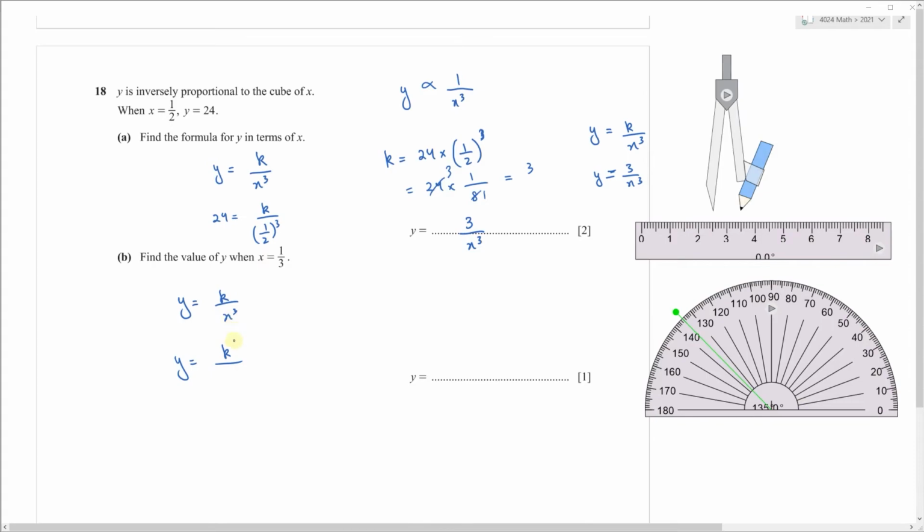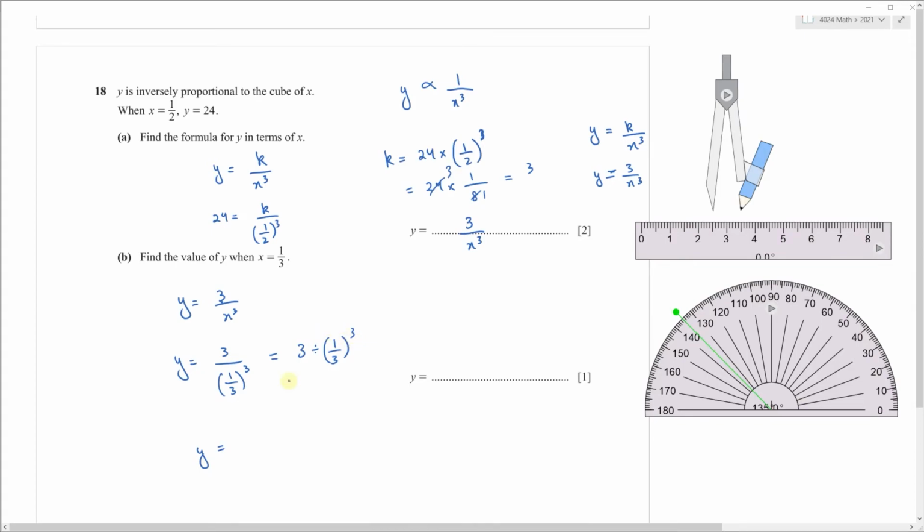So replace x here, 1 by 3. In fact, k is now 3 and y is 3 over x cube. So x is 1 over 3, so 3 over x cube means 3 over (1 over 3) cube. So now I can write this as 3 divided by (1 by 3) cube.